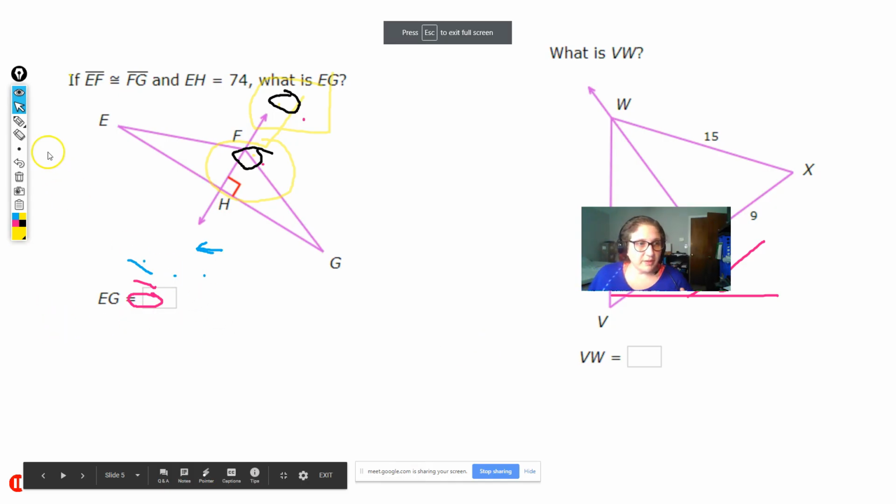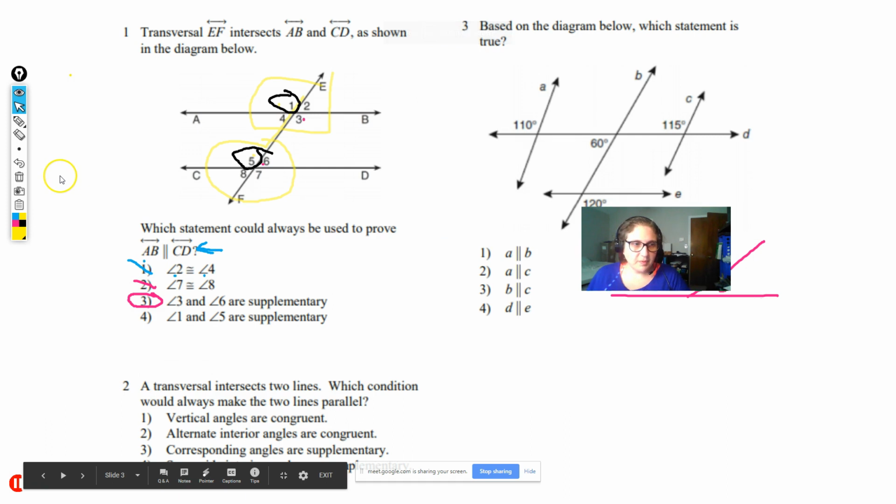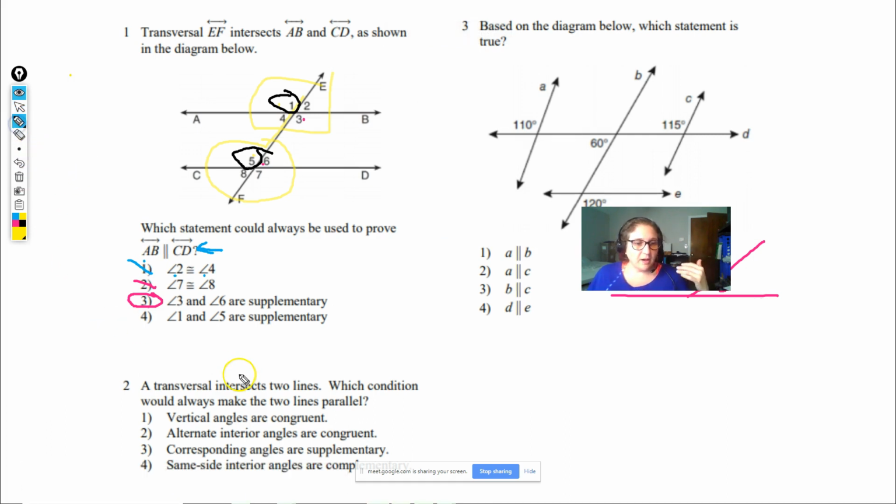All right, so moving on. Okay, next. A transversal intersects two lines. Which condition would always make these lines parallel? So we have two lines and we have a transversal. So we're trying to think which would always make them parallel.